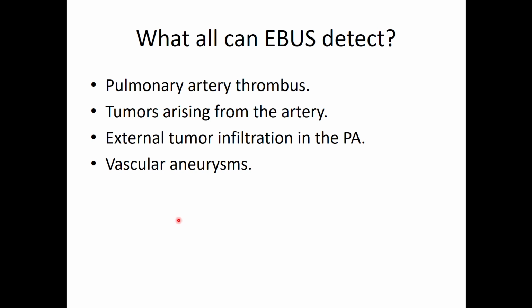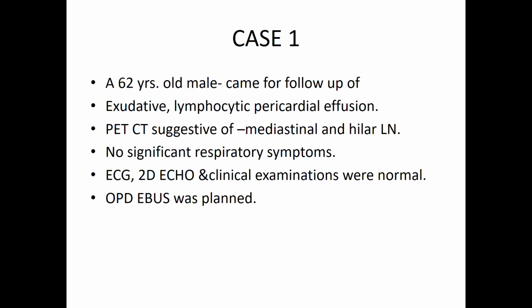To make things simple, I will go by certain cases. As a disclosure, 2-3 cases I have taken from the internet and 4-5 cases are from my experience across 2-3 years. The first case to start with is a 62-year-old male, a follow-up patient, who now presented with a lymphocytic exudative low ADA pericardial effusion. You have done a PET CT scan, which showed mediastinal and hilar lymphadenopathy.